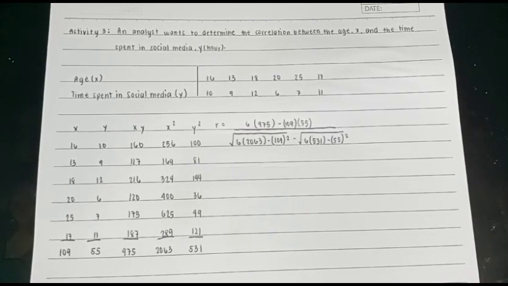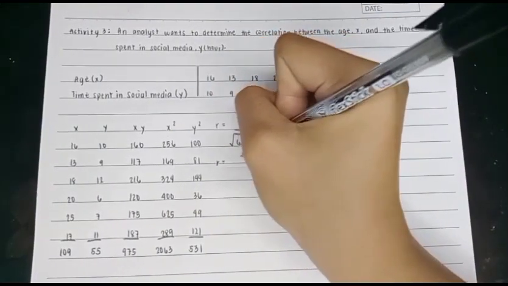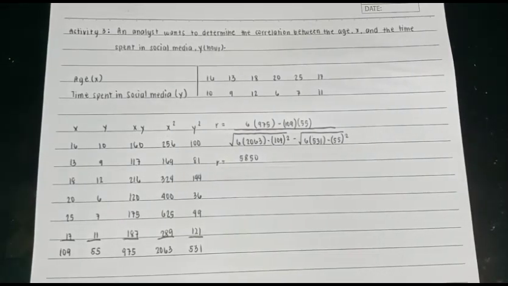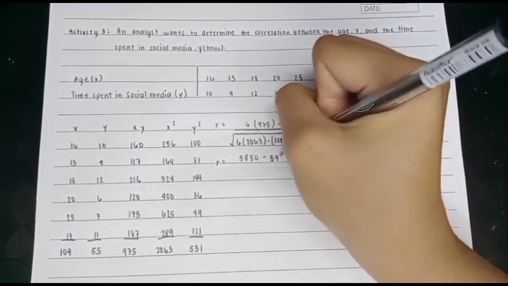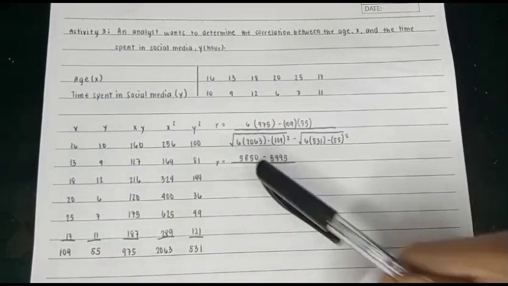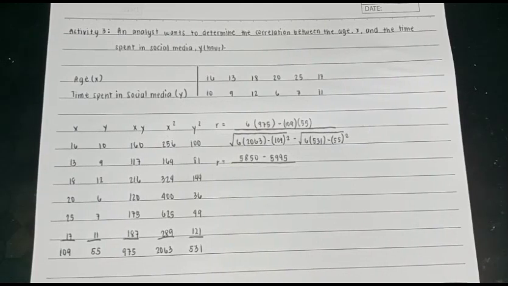Unahin na natin ang 6 times 975, and the answer is 5,850. And next is 109 times 55. And the answer is 5,995. So next, proceed naman tayo dito sa baba. So, square root of 6 times 2063 minus 109 then squared is equal to 22.29.